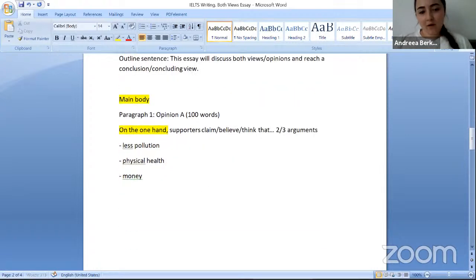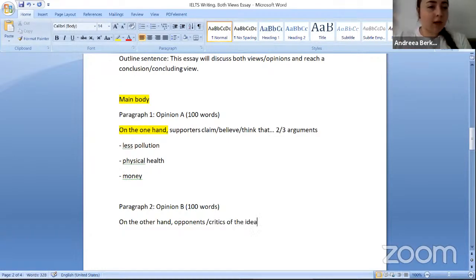Now, the next paragraph, paragraph 2, in the main body of the essay, is about opinion B. Again, around 100 words. So we can have 90, we can have 105, it's okay. And now, on the other hand, because we change the topic that we write about, at this point we have opponents or critics of the idea about bicycles. And again, they think or claim or believe that. 2 or 3 arguments here as well.